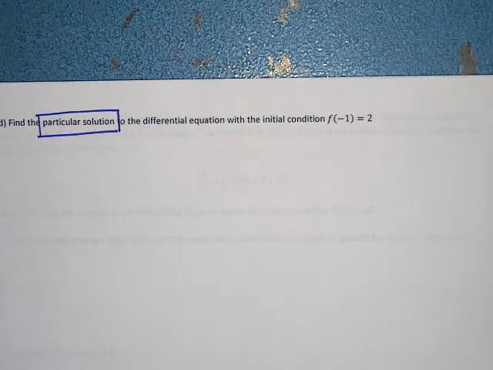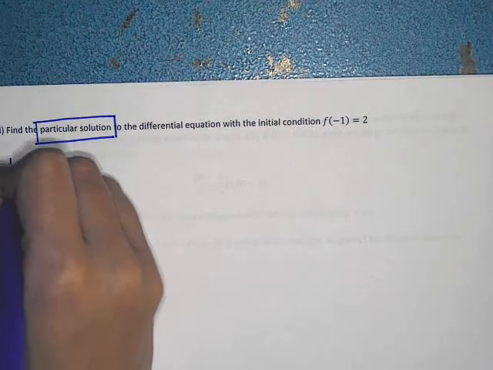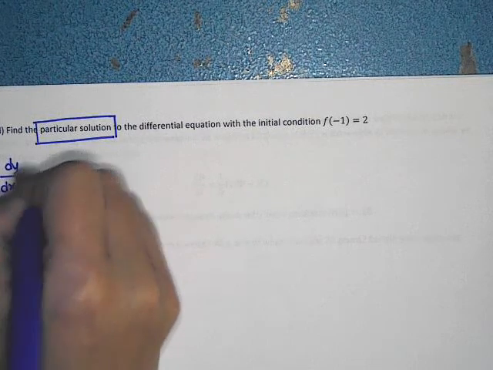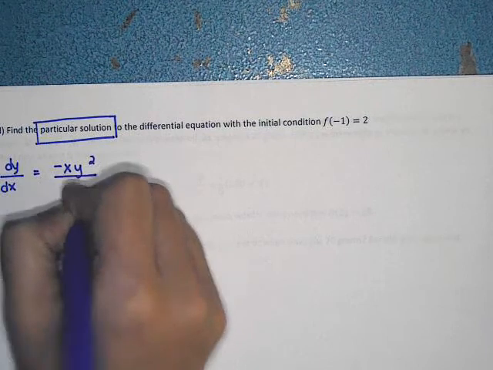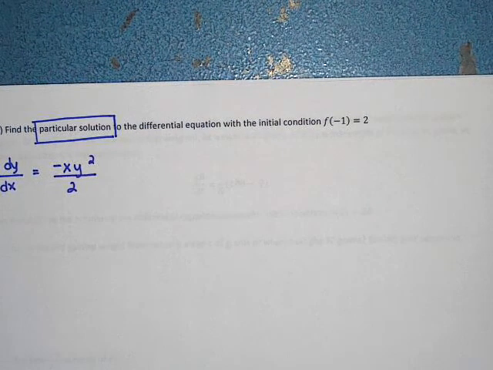When you see these words, particular solution, it should remind you of the problems that we learned how to do a while back, where we actually used our differential equation and our initial value to calculate the specific value of c. So that's what we're going to do here. Our differential equation is dy over dx equals negative x times y squared all over 2. We're going to start by separating the variables.